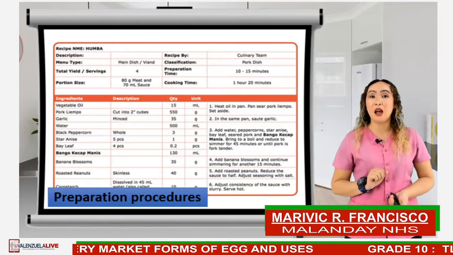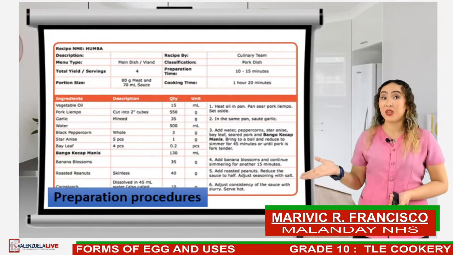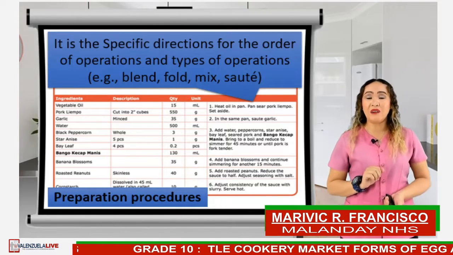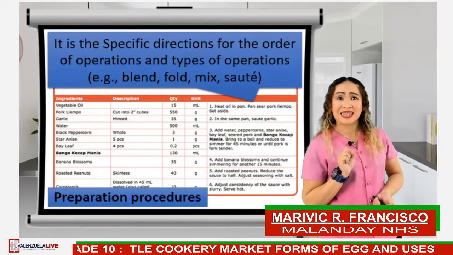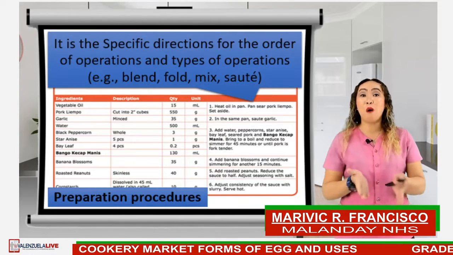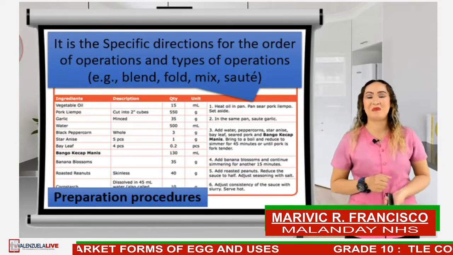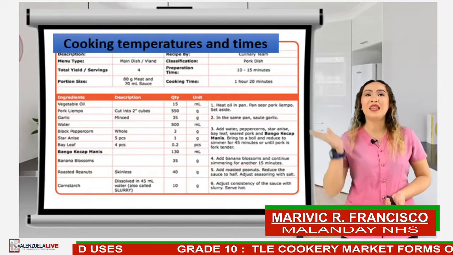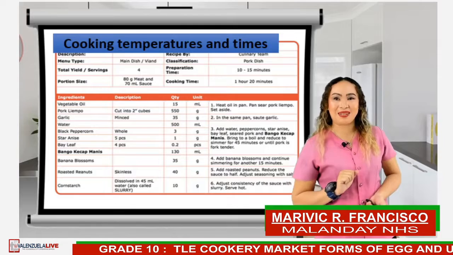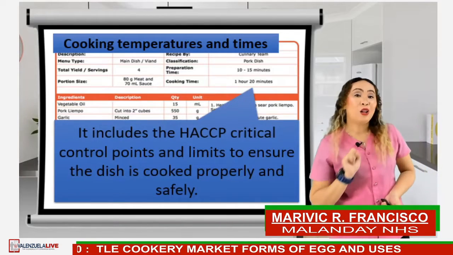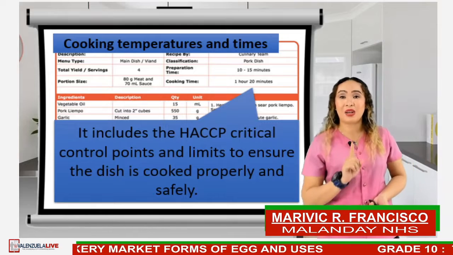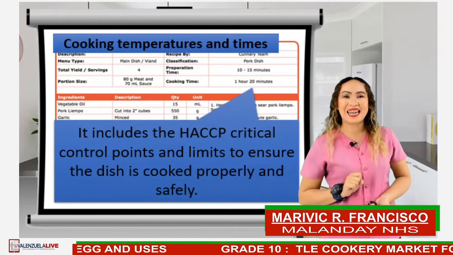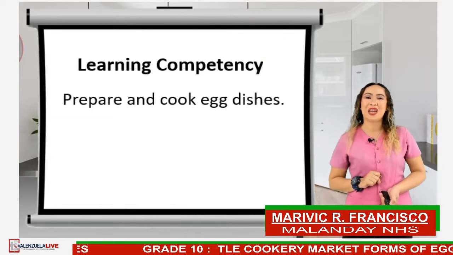Next, we have the preparation procedures. It is the specific directions for the order of operations and types of operations such as blend, fold, mix, and saute. Next, we have the cooking temperatures and times. It includes the HACCP, or the hazard analysis critical control points, and limits to ensure the dish is cooked properly and safely. There you go.